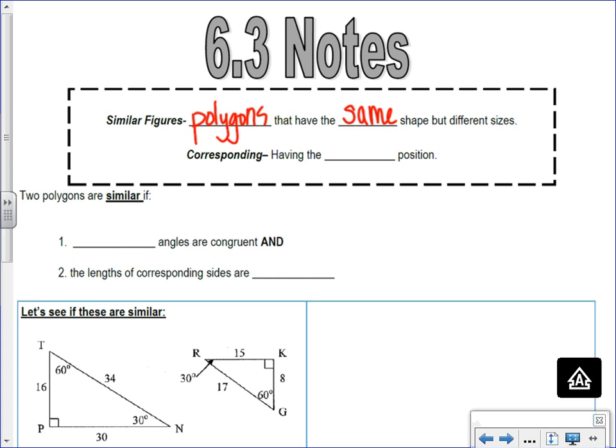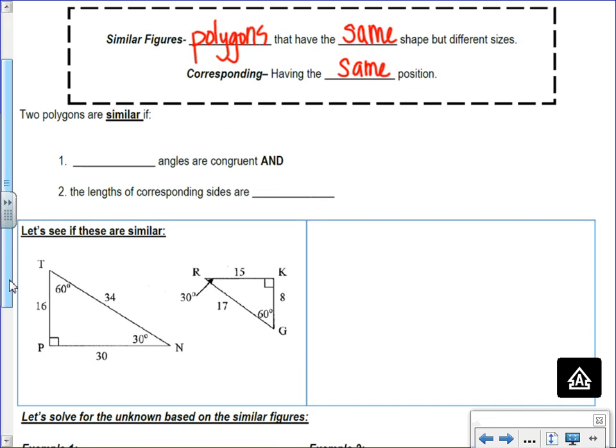Now, corresponding, that means they have the same position. So for instance, Joshua and Coco are corresponding because they're in the same position in the classroom, just on different sides. Joe and Lauren are corresponding, they're in the same position. Make sense? Okay, so how do we know if polygons are similar?